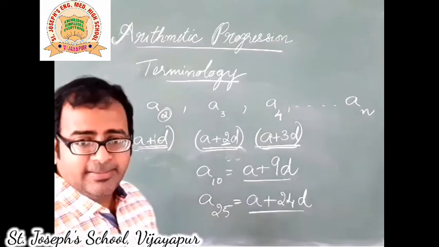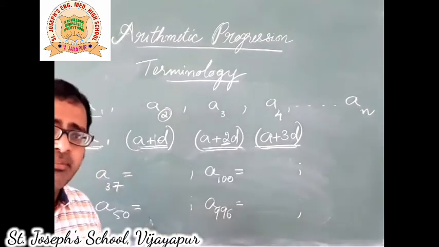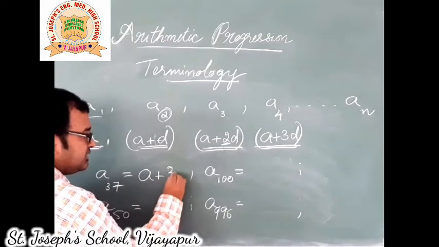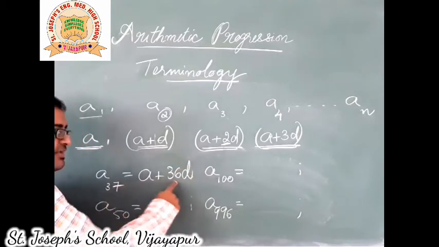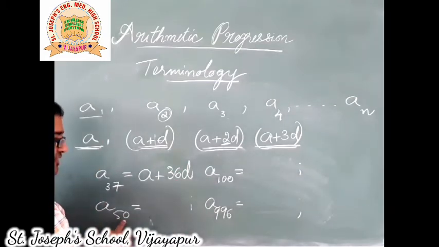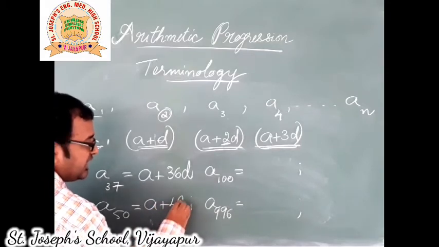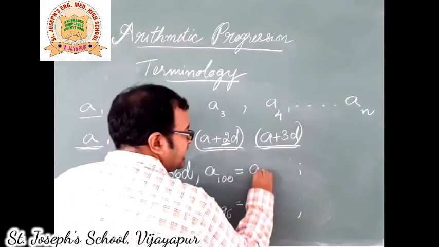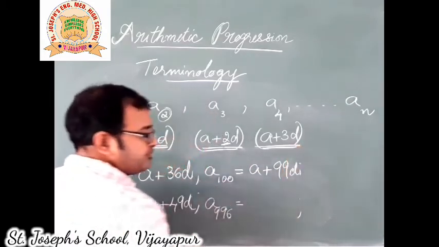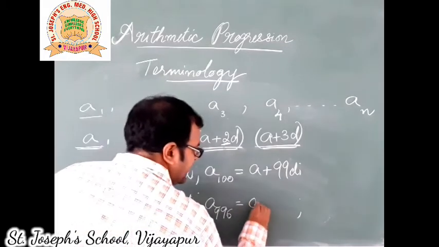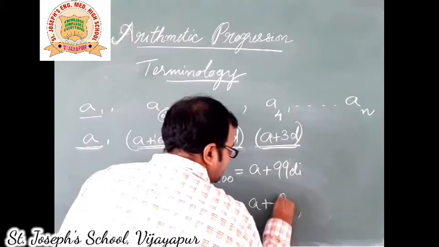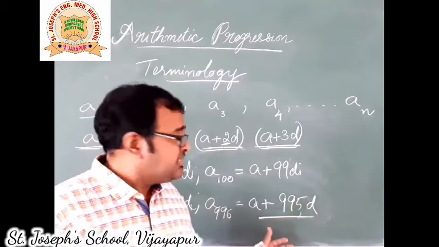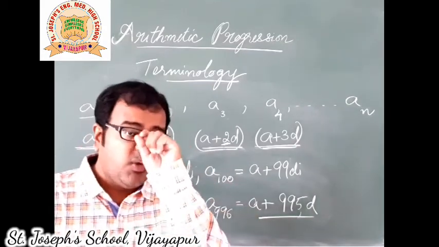Now let us continue from there. Few more examples here. A37. A plus 36D. 37, 1 less is 36. A50. A plus 49D. Similarly, A100. A plus 99D. A996. A plus 1 lesser than this, that is 995D. Very easy, isn't it? So no matter what the number, decrease it by 1.